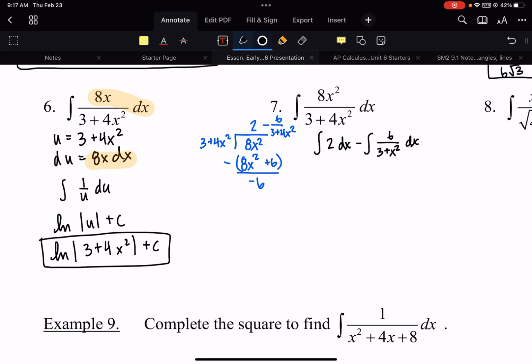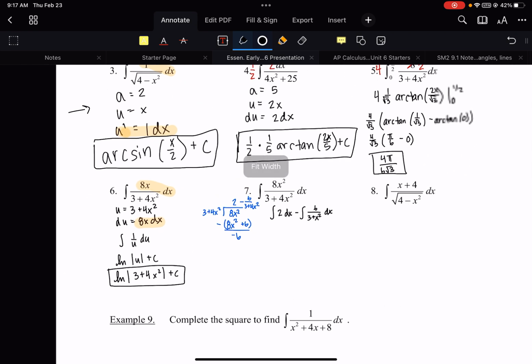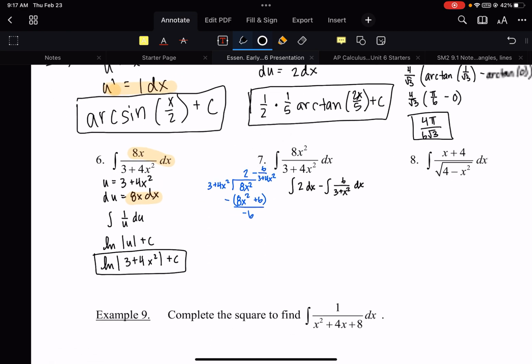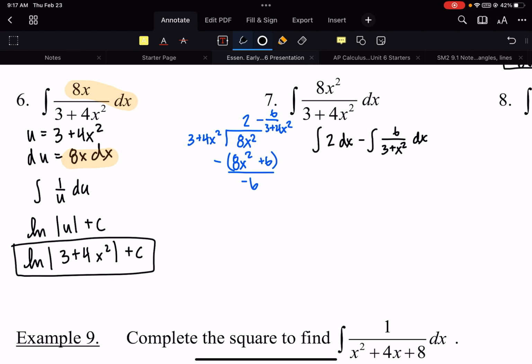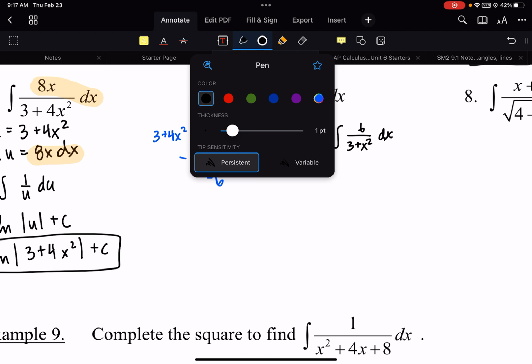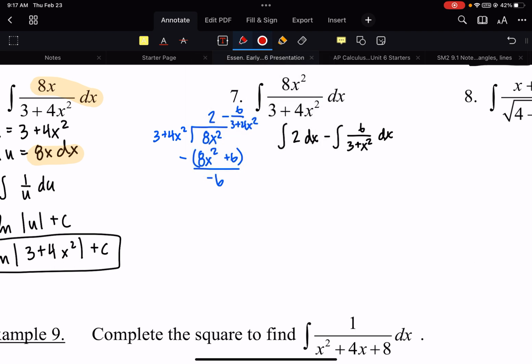And now this integral, have we done this one yet? We have not. Okay. This first integral is easy. The second one, now that one is going to be an arctangent problem. So let's go ahead and get our u's, a's, and u primes out to figure out what this one's going to turn into. So our a is going to be the square root of 3.